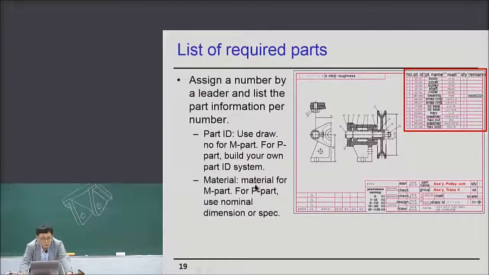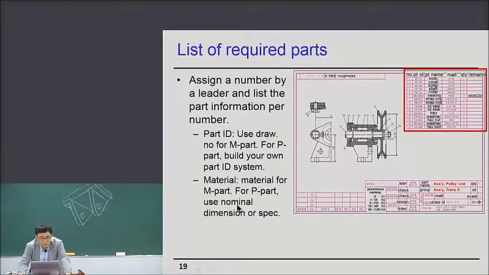So material for P part, then the material is listed here. So GC20 for BU104 shaft SM45C. So this is a steel pipe. Okay, so that is a steel pipe SM45C. So that's a steel pipe.